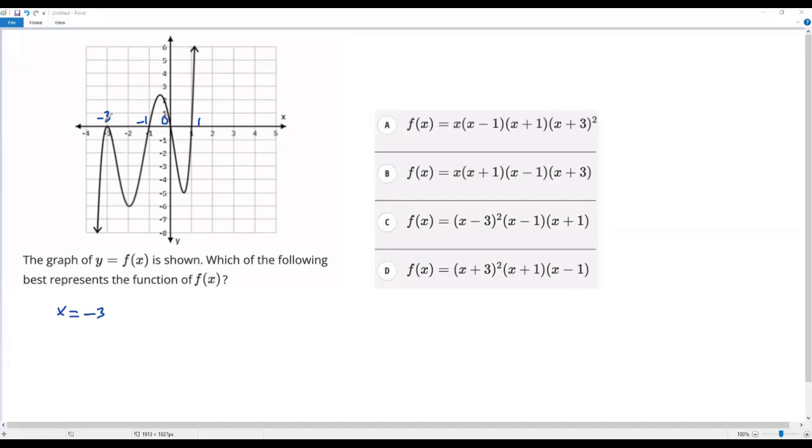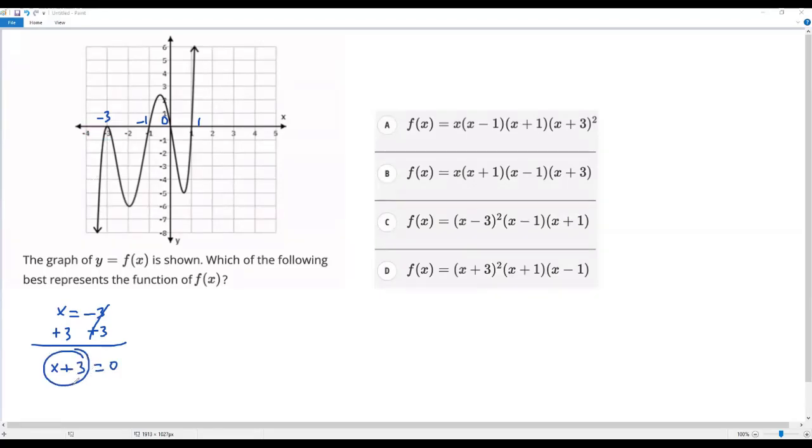To get the factor corresponding to this x-intercept, I have to make the right side 0. If I want to make the right side 0, I have to add 3 to both sides. When I add 3 to both sides, the -3 and +3 cancel out. I'm getting x + 3 equals 0. So the factor corresponding to the first intercept -3 is x + 3.